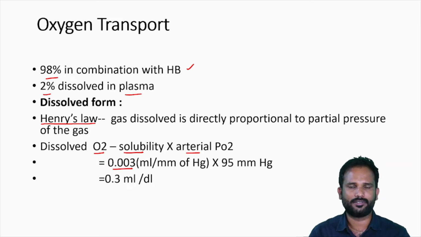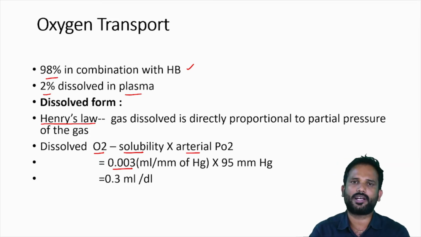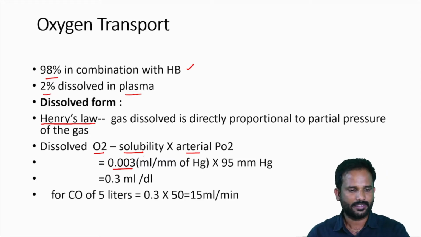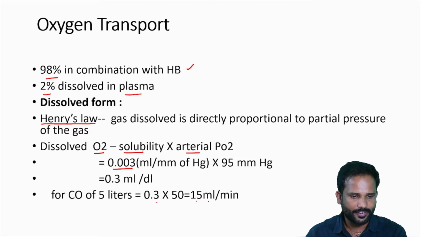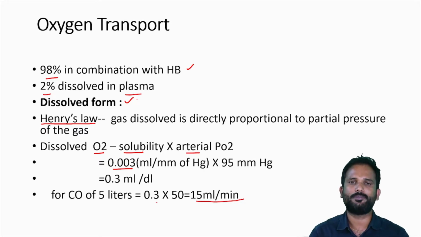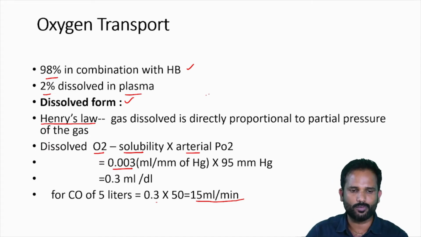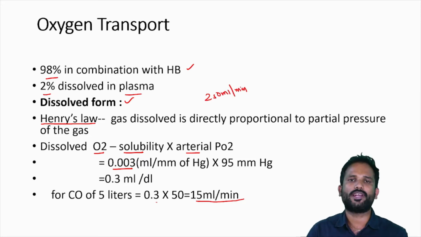But considering the cardiac output of 5 liters, or the blood volume of 5 liters, we can say that 15 ml per minute is transported in the dissolved form. So 15 ml per minute is transported, and this dissolved form is not solely enough for the transport of oxygen, as we almost require 250 ml per minute as our body requirement for oxygen.